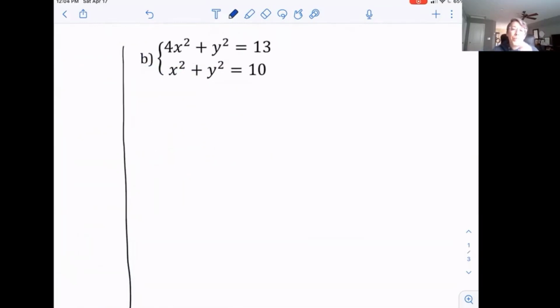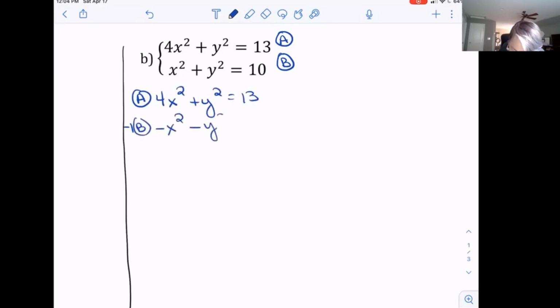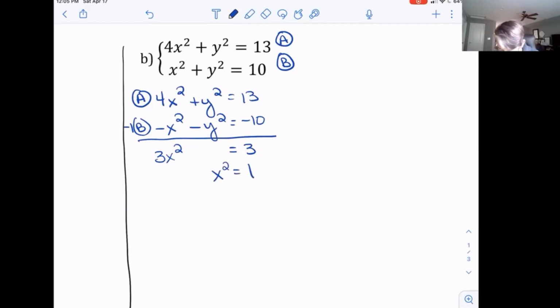Now let's take a look at problem B. Again, we have equation A and equation B. The nice thing is both equations have x squareds and y squareds, so we can use the elimination method. We can keep A as is and multiply equation B by a -1. So when we add the two equations, we're left with 3x squared equals 3. Divide by 3, we get x squared equals 1. So we get two possible values for x. We take the square root, we get x equals either -1 or x equals 1.